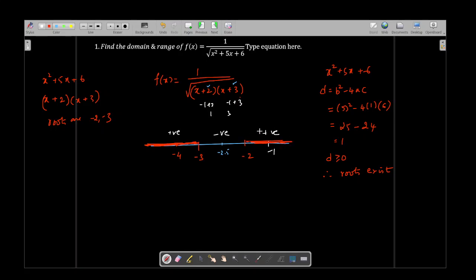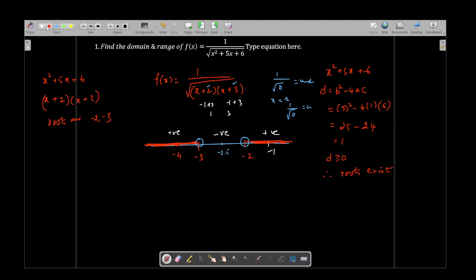The next question, a very important question, is: should we include minus 3 and minus 2? We cannot include minus 3 and minus 2, unlike what we did if we had a quadratic polynomial in the numerator. What happens if we include minus 3? You will get 1 by square root of 0, which is an undefined function. Similarly, if you put x is equal to minus 2, the denominator becomes 0, which is also undefined. So we cannot include minus 2 and minus 3.